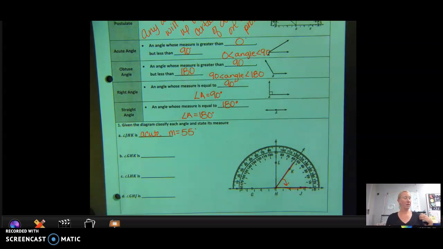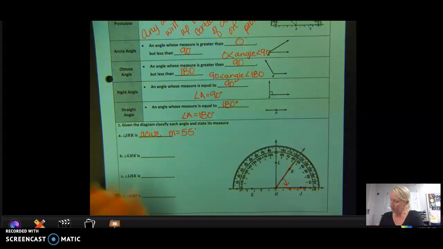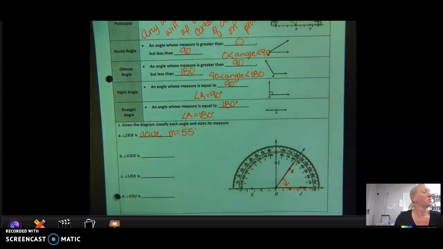Go ahead and pause me and try B, C, and D on your own, and then unpause me whenever you are done so we can go over this. All right, the next one, you guys can see yellow or not, I don't know.